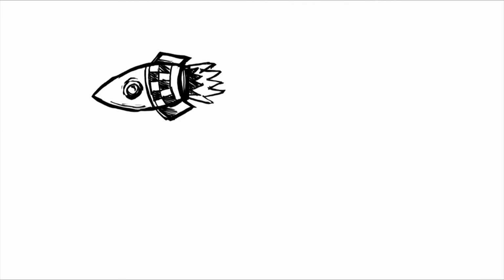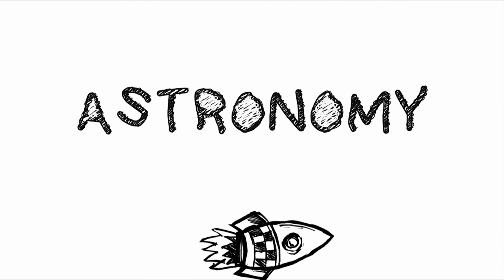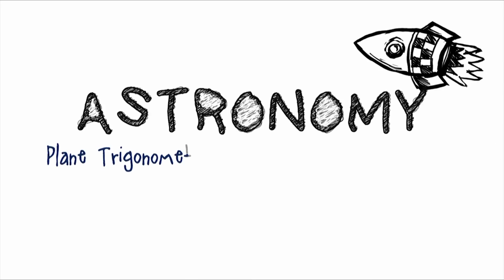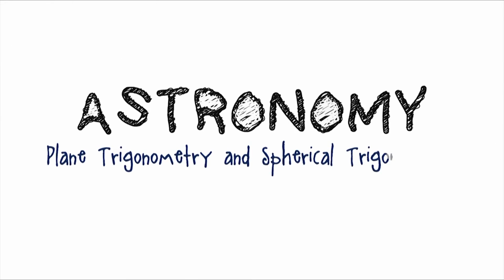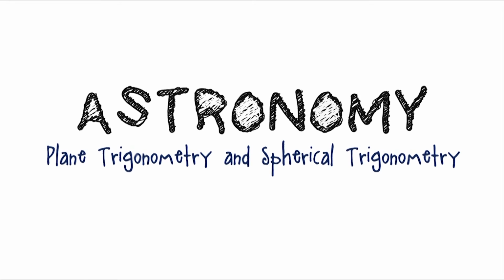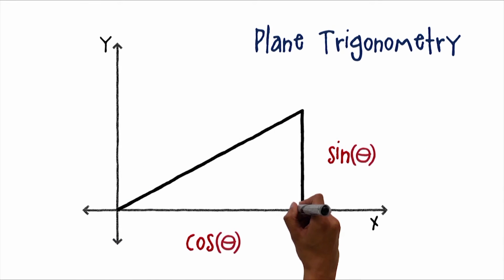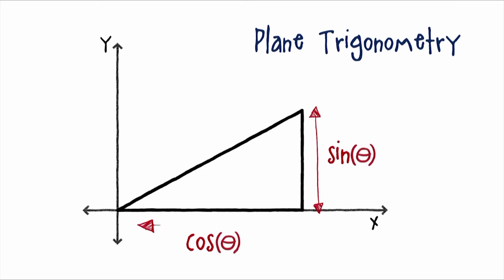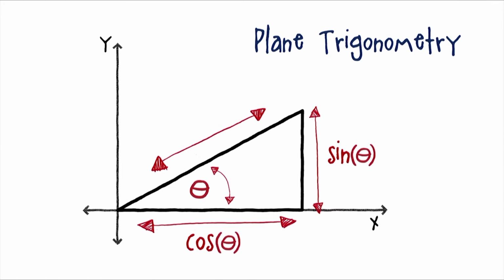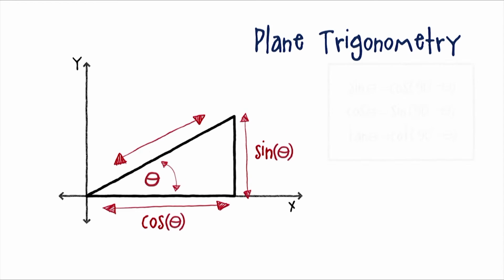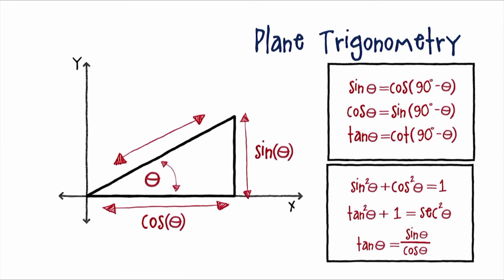The origins of trigonometry can be traced back to the study of astronomy. The two main branches of trigonometry are plane trigonometry and spherical trigonometry. Plane trigonometry studies the relationship between the sides and angles of a triangle where the vertices are located on a flat plane. This is the type of trigonometry you're introduced to at school.